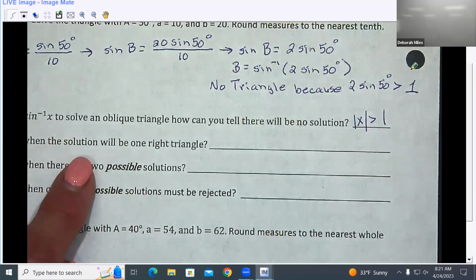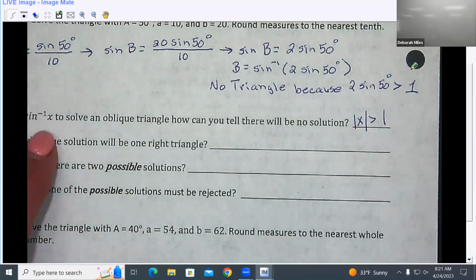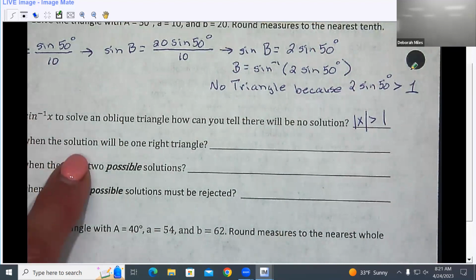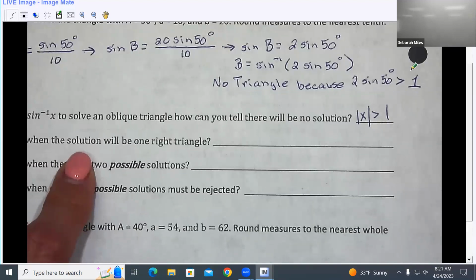How could you tell, using inverse sine of x, when you're going to get just one right triangle? Could the sides be a squared plus b squared is c squared because right triangles? Well, that's after you found everything. You can prove it's a right triangle, yeah, but we haven't found everything yet.